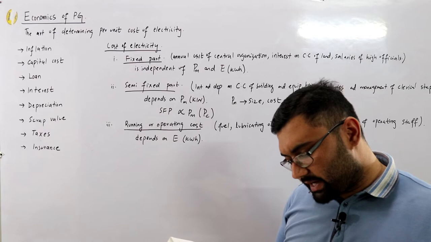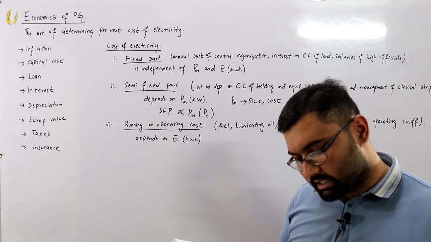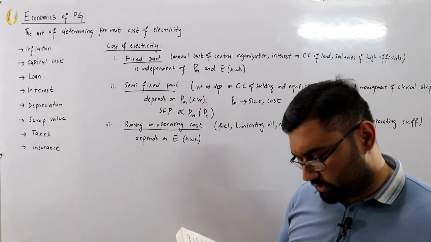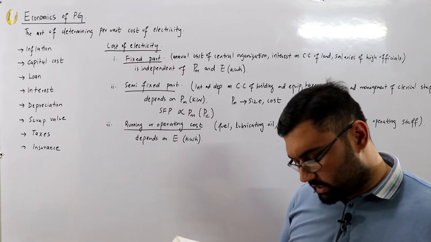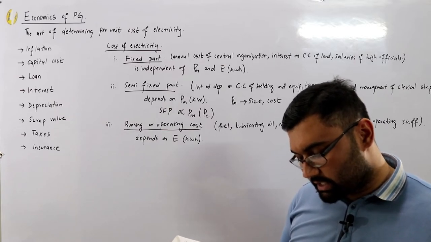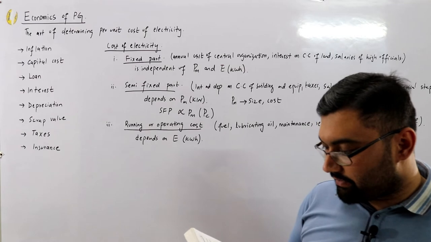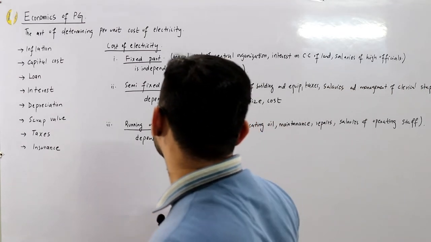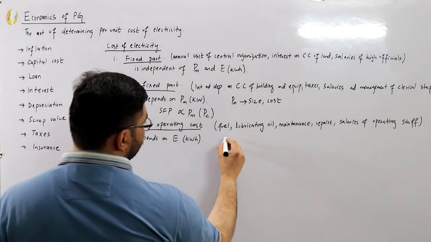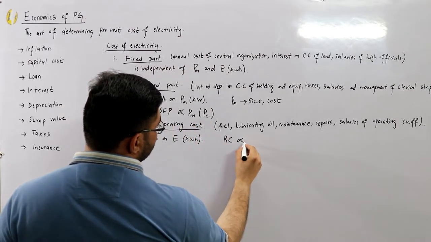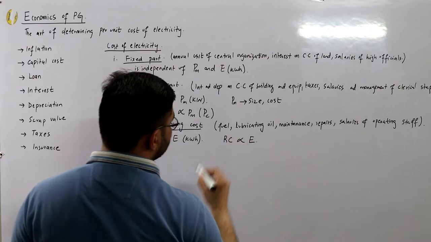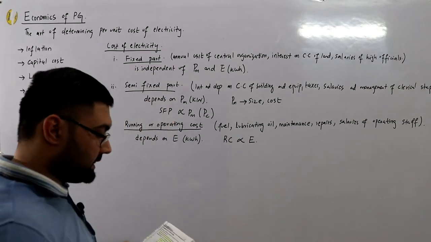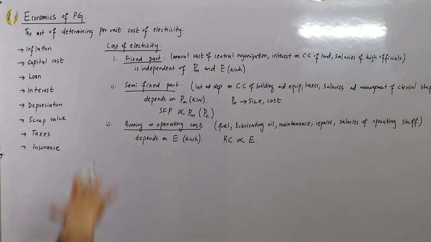Since these charges depend upon the energy output, the running cost is directly proportional to the number of units produced. In other words, if the power station generates more units, it will have a higher running cost, and vice versa. So this running cost is directly proportional to the number of units produced. How do we express it?